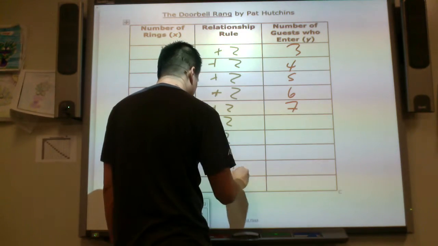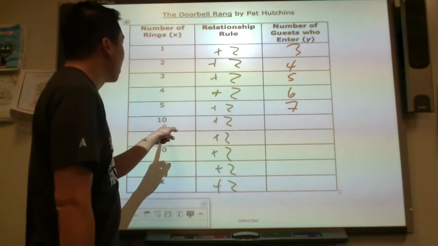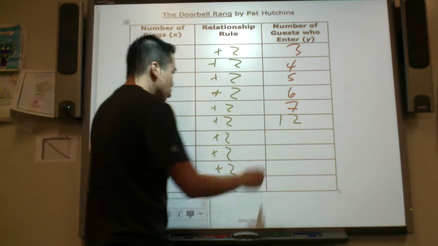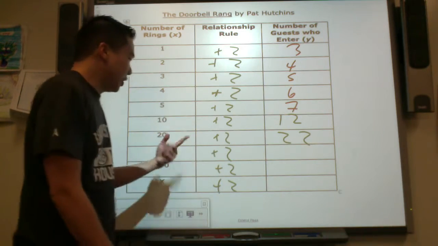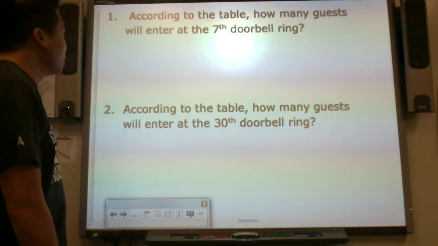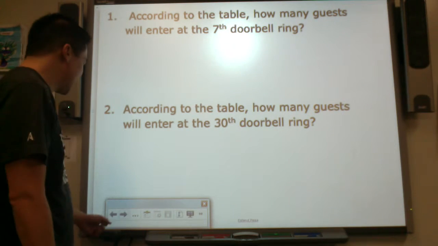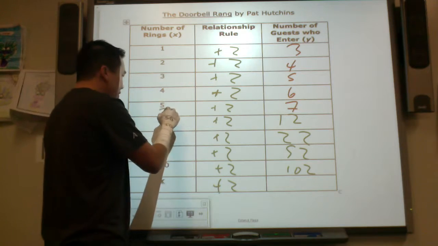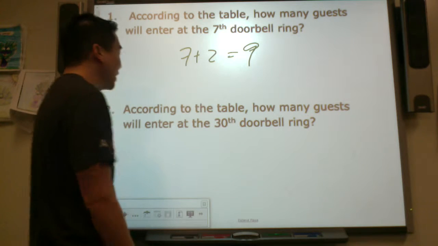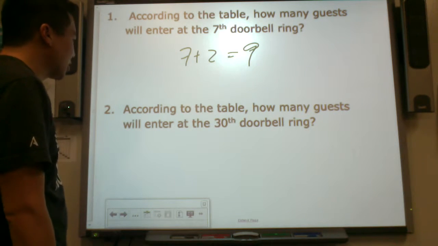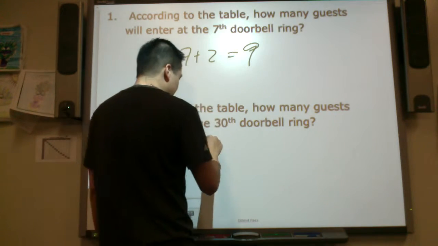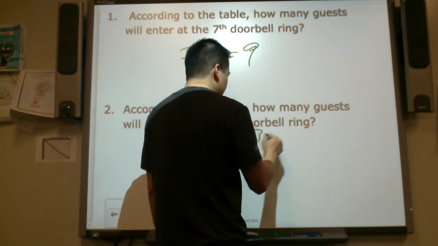Yes. So if there were 10 doorbell rings plus 2, it should be 12 guests who enter. If there are 20 doorbell rings, 22 guests will enter. 50, 52 guests, and 102. So according to the table, how many guests will enter at the 7th doorbell ring? If there was a 7 here, 7 plus 2, it would be 9 guests. According to the table, how many guests will enter at the 30th? For the 30th, you do plus 2, because that's the function rule, the relationship rule, is 32.